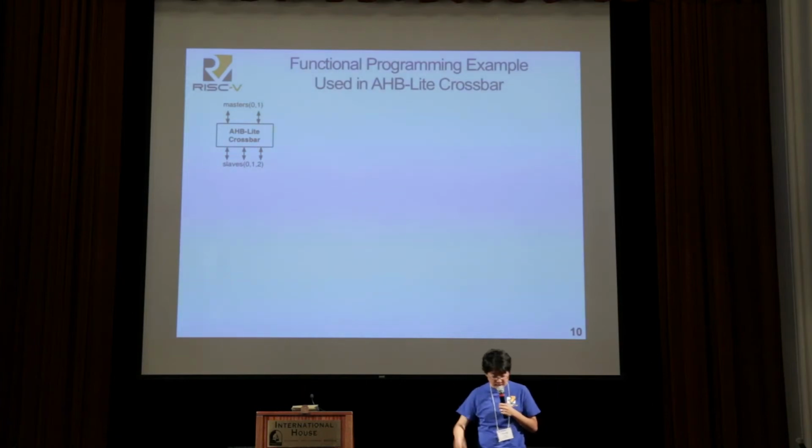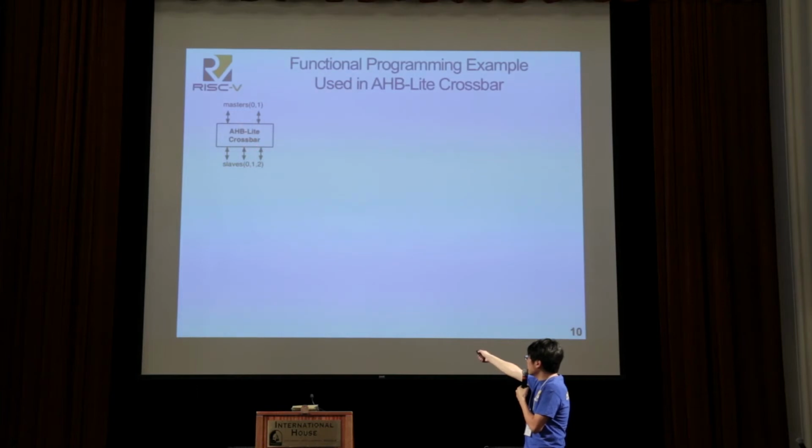This is actual code that I wrote. It's the AHB Lite crossbar. OK, so this is a crossbar that I plug into iBus and DBus and all the devices down there, right? So there are 2 AHB Lite masters and 3 slaves over there, OK?